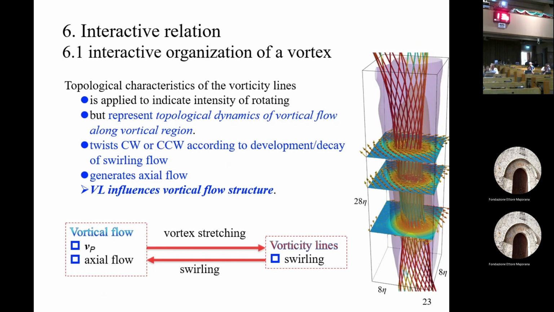Vorticity lines have been applied to indicate the intensity of rotation of a vortex, but actually they represent topological dynamics of vortical flow along the vortical region, and they can twist clockwise or counterclockwise according to development or decay or soaring flow. Not only this, vorticity lines generate axial flow. So vorticity lines influence vortical flow structures. So vortical flow and vorticity lines have a kind of interactive organization system.